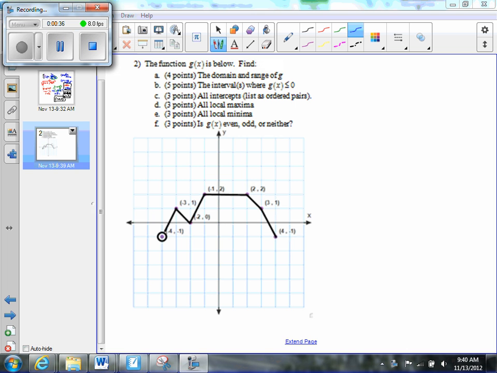So my domain does not include -4 because that's a big open circle there. So it goes from -4 to 4, but the 4 on the right is included because it's a solid circle there. So my domain is going all the way from there to there.